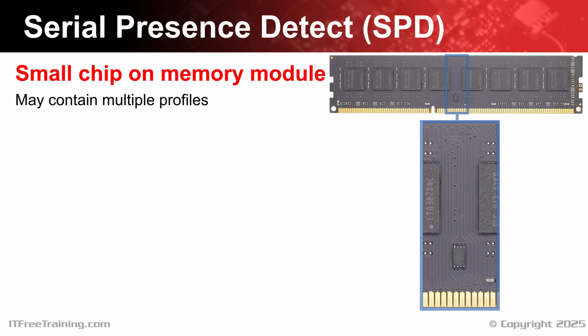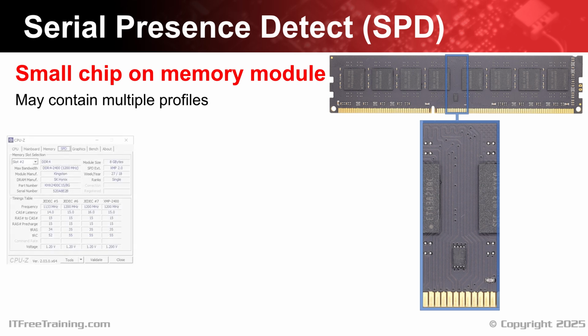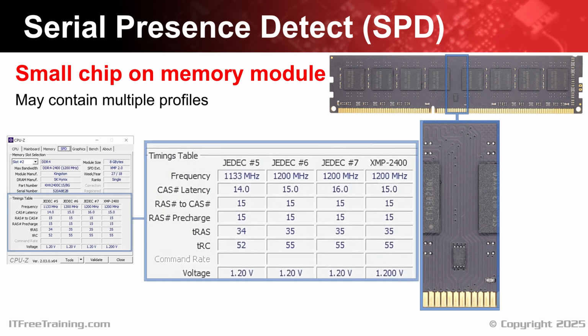To see the profiles your memory module supports, you can use free software called CPU-Z to view them. In this example, you can see the different profiles at the bottom under the SPD tab. In your computer setup, you may have the option to select which profile you want to use. Some setups will also have the option to configure your own settings. Normally, you will only need to plug the memory module in and it will be configured.